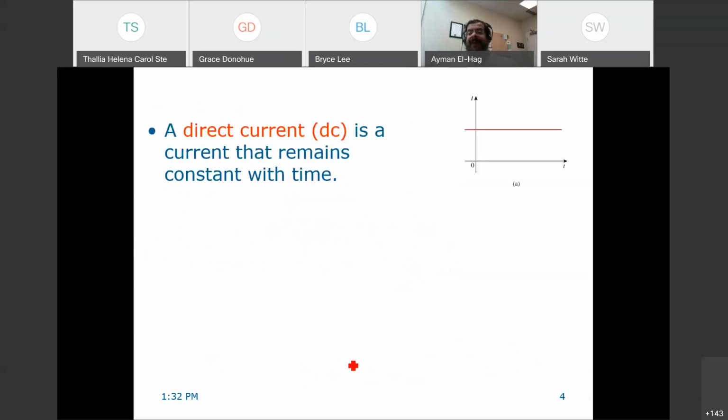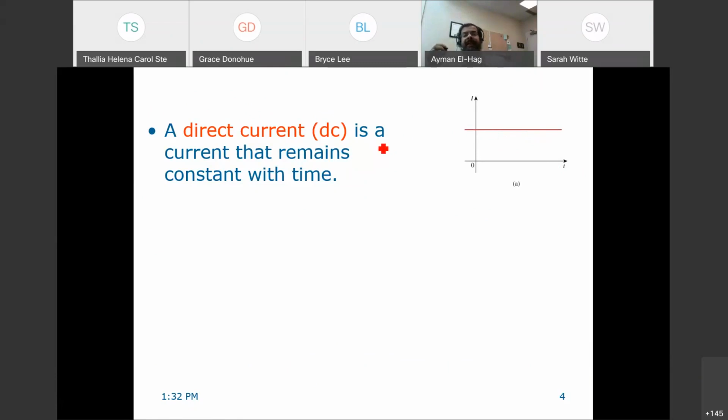Now we have basically two main types of current. We have a direct current, meaning that the current value doesn't change with time. So look here, the y-axis is the current, the x-axis is the time. You see here that the current at any moment is exactly the same. You measure the current now, after 10 seconds, 20 seconds, it doesn't change with time.